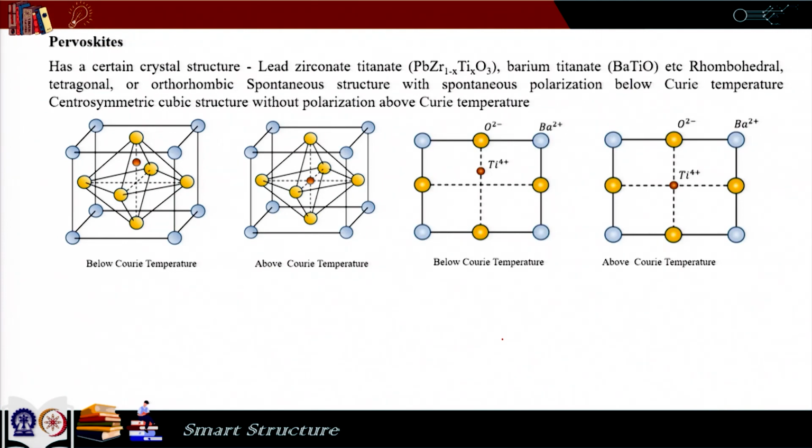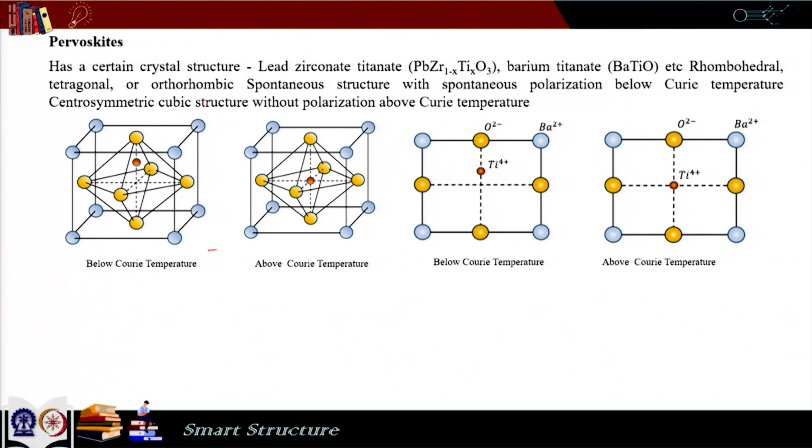To understand piezoceramics, we have to see what perovskites are. Perovskite is a structure which is shown here, and it is exhibited by materials like lead zirconate titanate and barium titanate. They are rhombohedral, tetragonal or orthorhombic, and each of these perovskites shows spontaneous polarization below a temperature called the Curie temperature, which can be understood here.